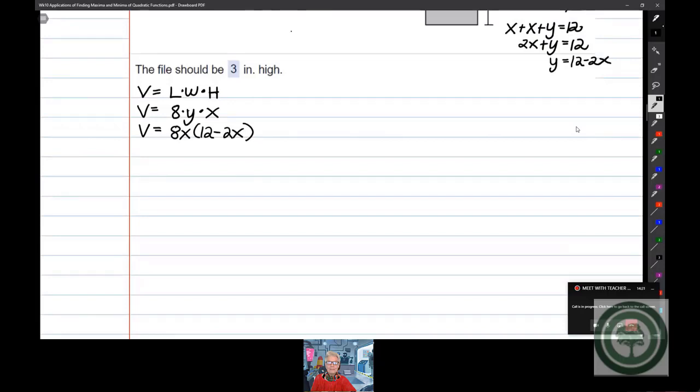And Y is 12 minus 2X. So this is going to give us 8 times X times Y, and now I'm going to distribute the 8X. V equals 8 times 12 is 96X, minus 8X times 2X is 16X squared. So the volume is going to equal negative 16X squared plus 96X. All right, we have a cup down parabola. So we are trying to find the maximum volume.